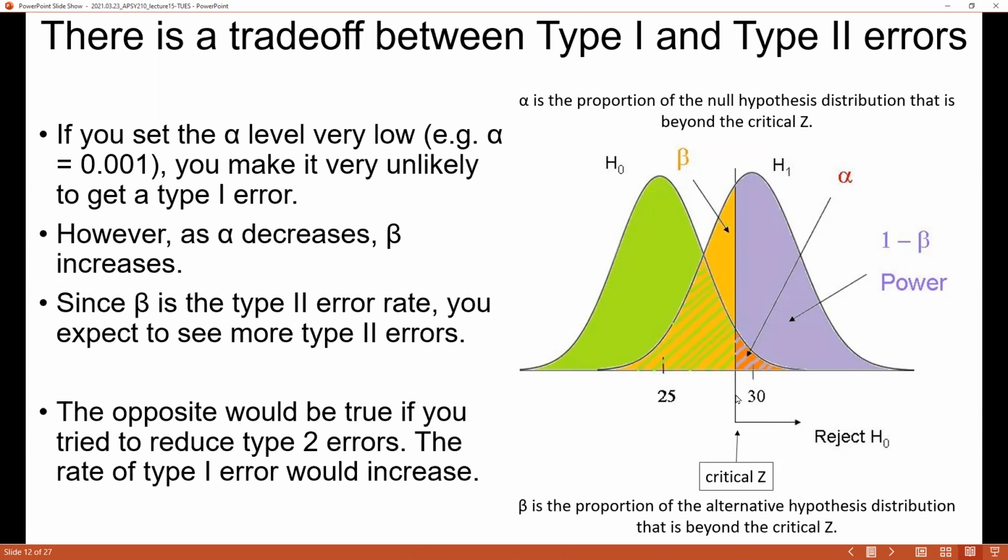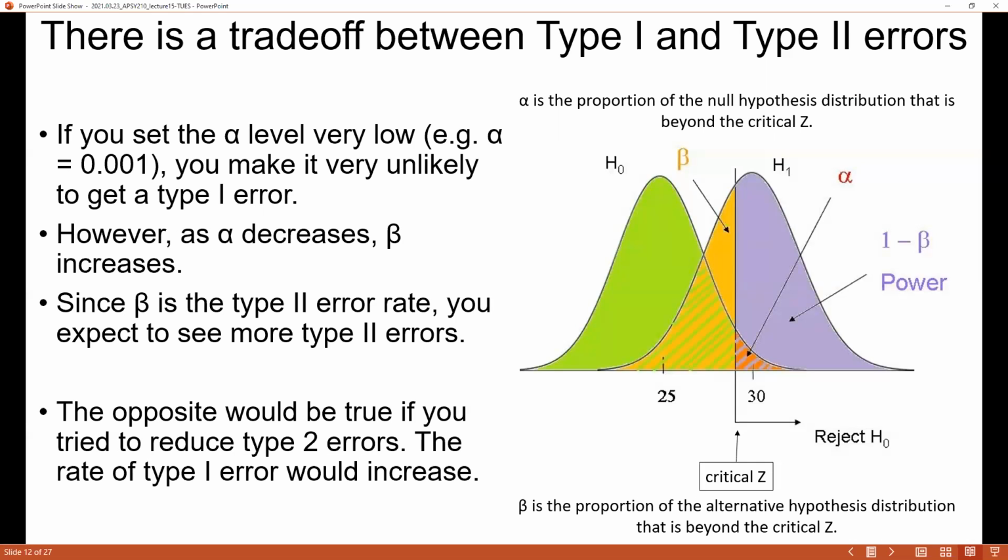So I hope now this diagram makes a little bit more sense. You have our two distributions, and you have a critical z that's determined by the kind of tail test you're doing, as well as the alpha value that you chose up front. And the degree of overlap between the two distributions affects beta. And then beta affects power, since power is inversely proportional to the type 2 error rate.